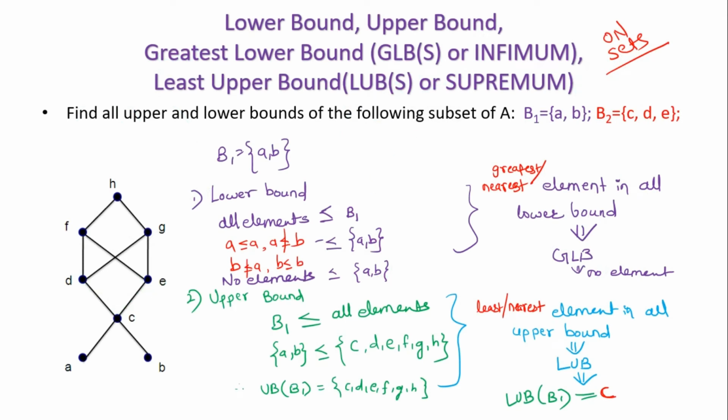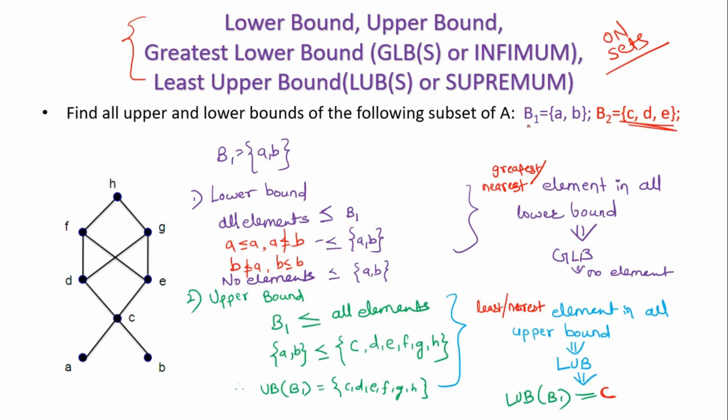Lower bound, upper bound, greatest lower bound or infimum, least upper bound or supremum. Now here we have this Hasse diagram. All these bounds are used to find the bounds for your subsets. We never check each and every element of the diagram. We always keep two or more elements of the Hasse diagram, and we check all of these elements with the sets.